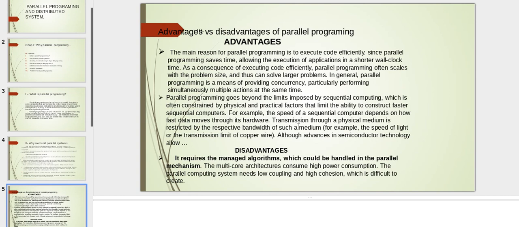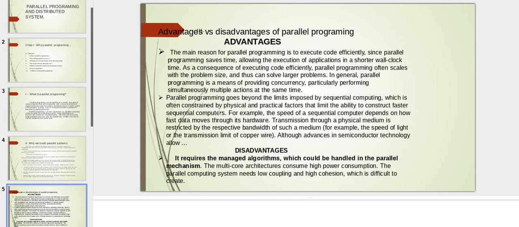Parallel programming is a means of providing concurrency, particularly performing multiple actions at the same time. That's like we said earlier, using parallelism and the breaking down of huge information. That is an advantage of using the parallel system. Without wasting time, we can't be listing them all, but you can go into detail on the advantages. And here we have an example.